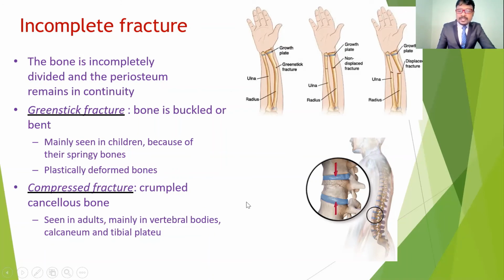This is crumpled or cancellous bone. The compression fracture is because of a compression force or some injury. This type is commonly seen in the vertebral bodies, and also the calcaneum and tibial plateau. If anybody jumps from a height, or has a fall such as slipping in the bathroom and landing on the buttocks, there may be compression, which may cause a fracture in the vertebral body.